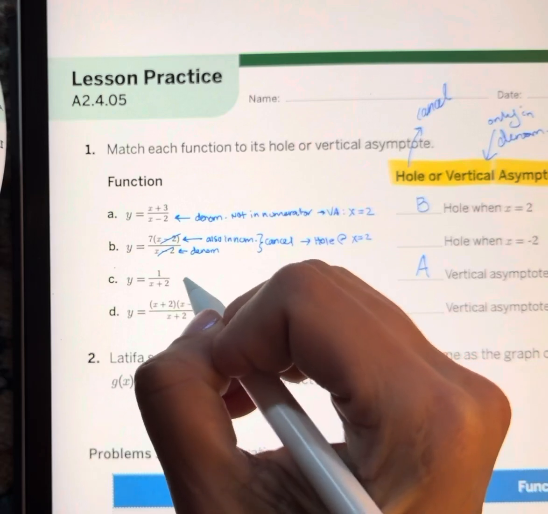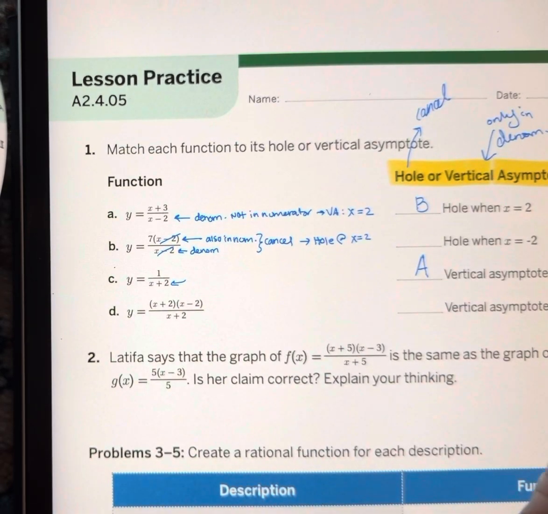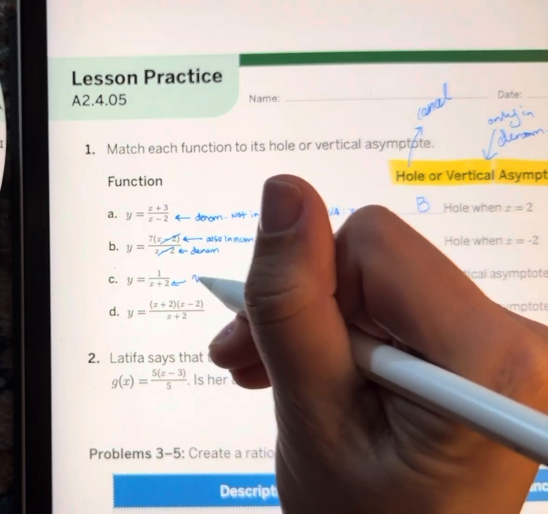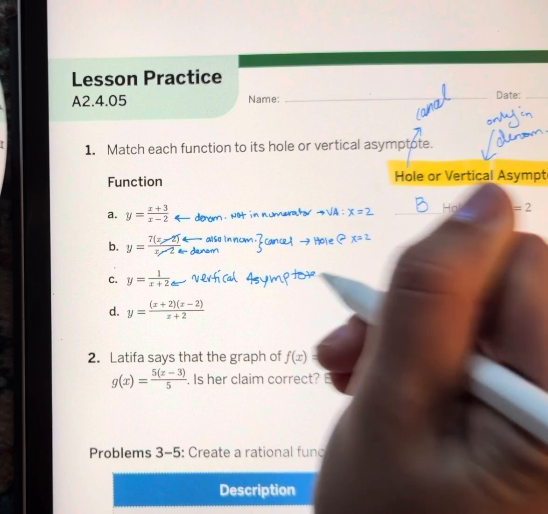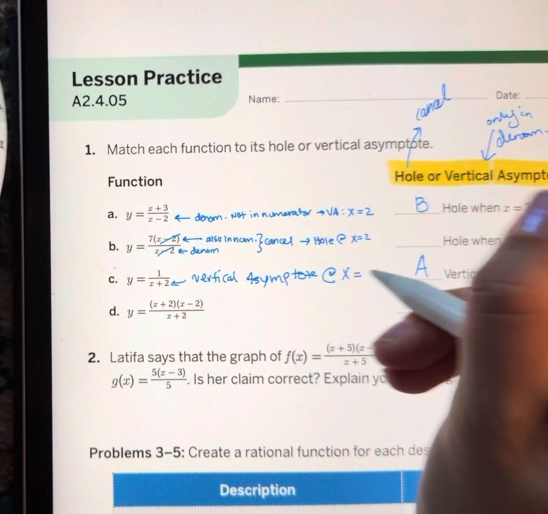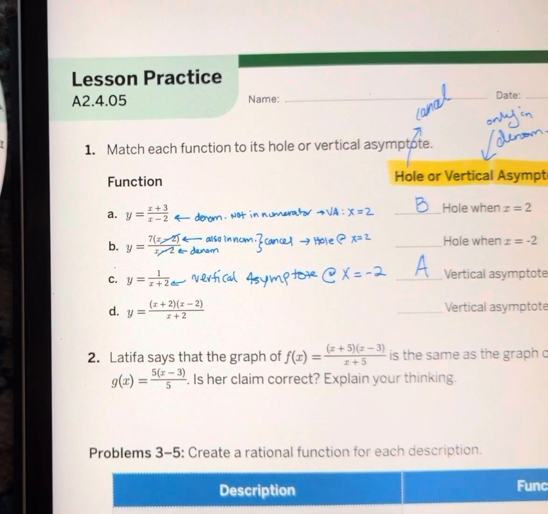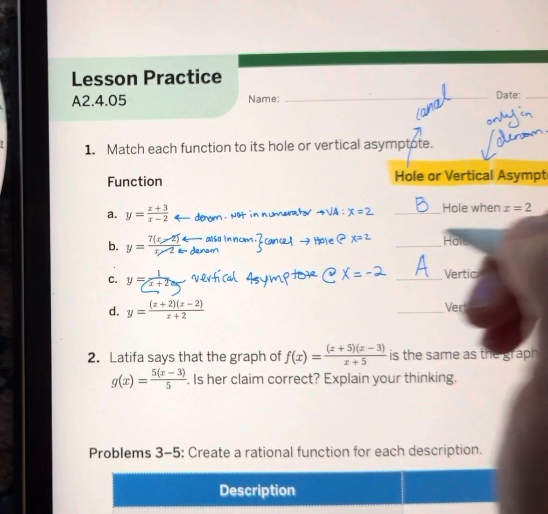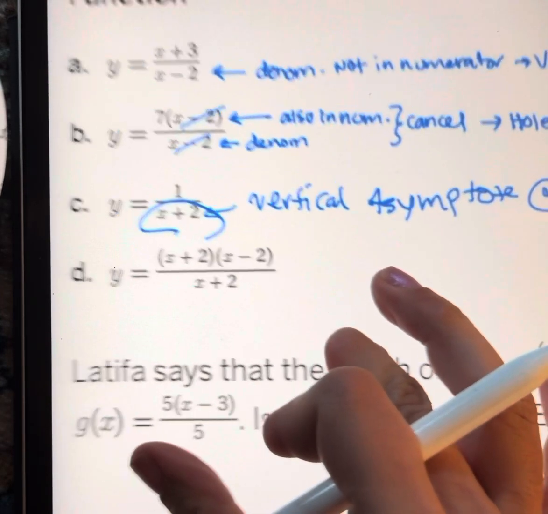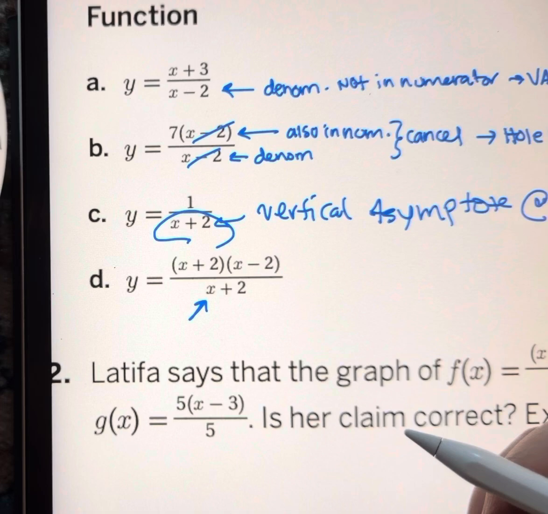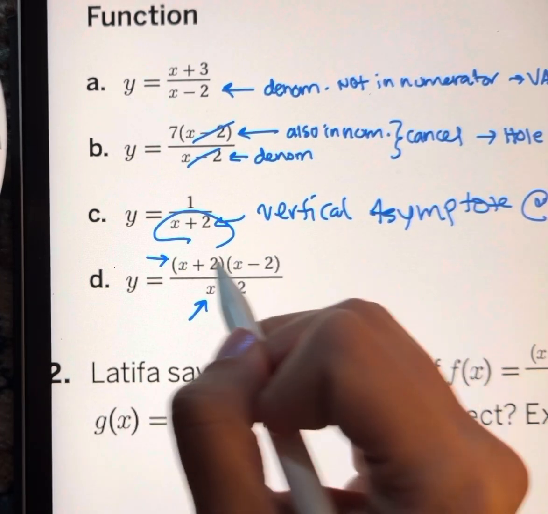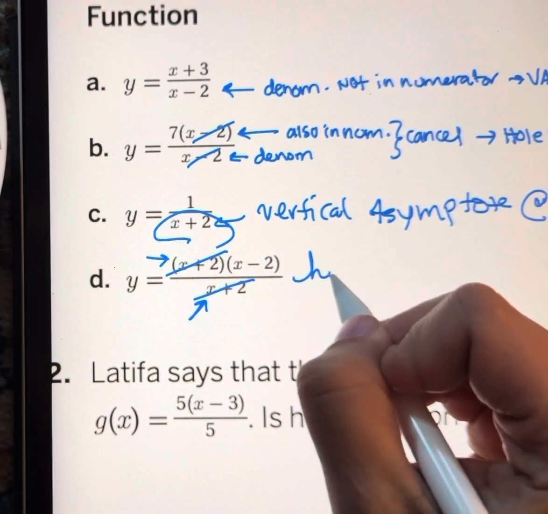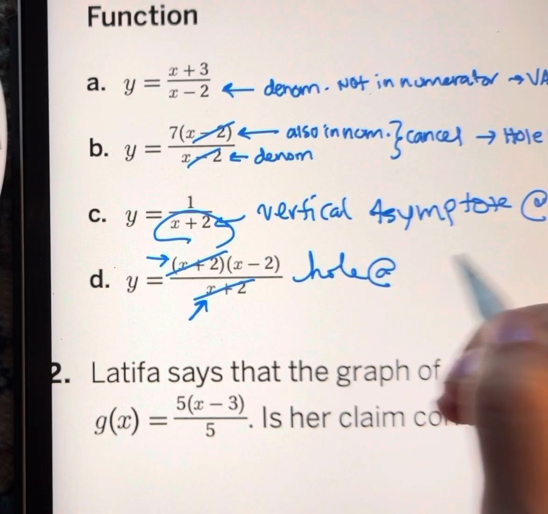That x plus 2, it's in the denominator. Is it also in the numerator? No. So does it cancel? No. So what is it? Vertical asymptote. At what? At -2, because we need it to turn into 0. See? And finally, right there in the denominator, I got the x plus 2. Right there in the numerator, I got the x plus 2. They cancel out, meaning this is a hole at -2.